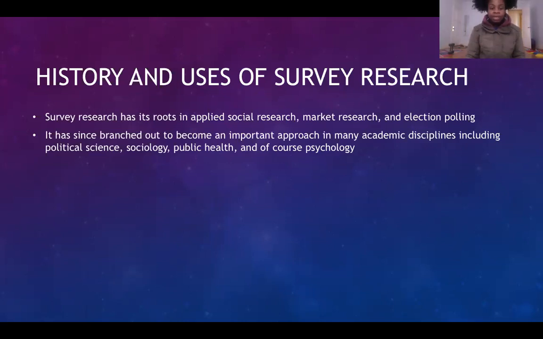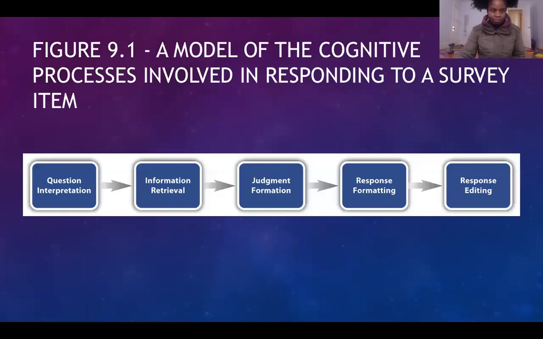It has since branched out to become an important approach in many academic disciplines, including political science, sociology, public health, and of course, psychology and social psychology. Okay? Before we move on to this model, and this model actually goes into the second section of chapter 3, I just want to go over some key takeaways from the first section of chapter 9.